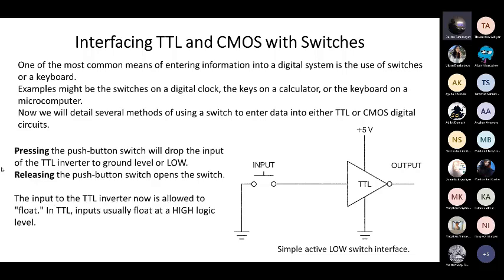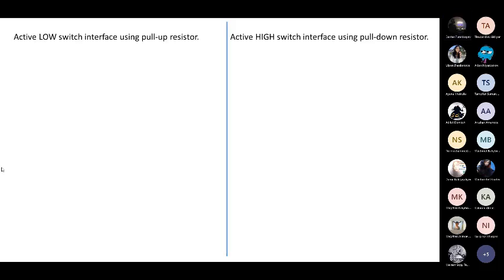Closing the switch will drop the input of the TTL inverter to ground level. Releasing the push button opens the switch, so it will be in this position when it is released. It floats, but in simple TTL it means it has a logic high level. So it is not actually necessary to connect to the high. If it floats, it is treated as high. It's just designed that way.